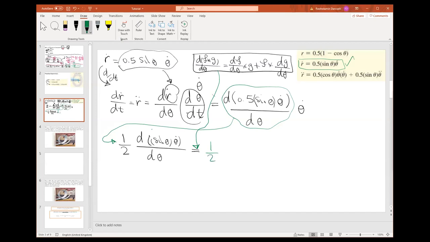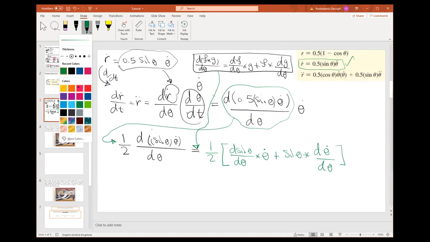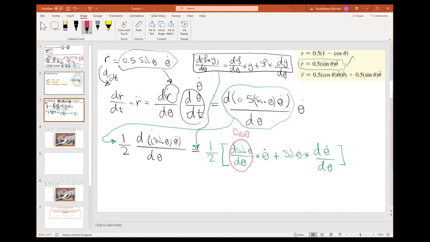Here, 1 over 2. The derivative of the first one, d sine theta with respect to theta, multiplied by theta dot, plus sine theta multiplied by d theta dot. This is nothing more than cosine theta. The question is this one: d theta dot over dt. For this one, I can use a change of variable: d theta dot over dt, dt over d theta. This is theta double dot. This is 1 over theta dot. Yes.